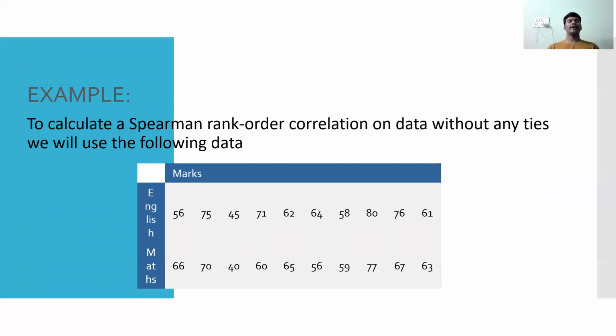See, we'll go to one example through which we will get a good grip on the topic, calculation of Spearman's correlation coefficient. To calculate Spearman's rank order correlation on the data without any ties, means here in this question there are no ties used, we will use the following data. There are two subjects and their marks. Subjects are the variables and the marks are the values of the variables. See, these are the values.